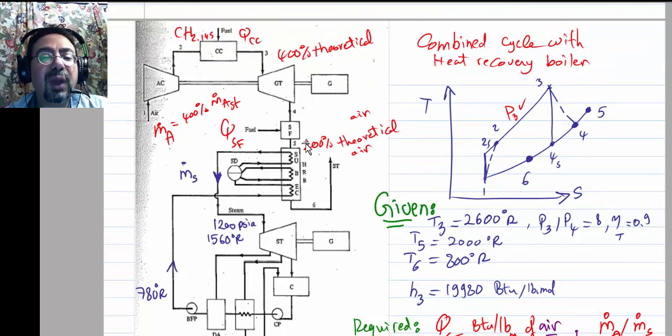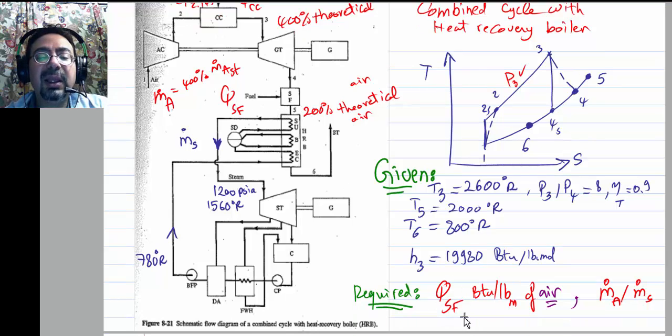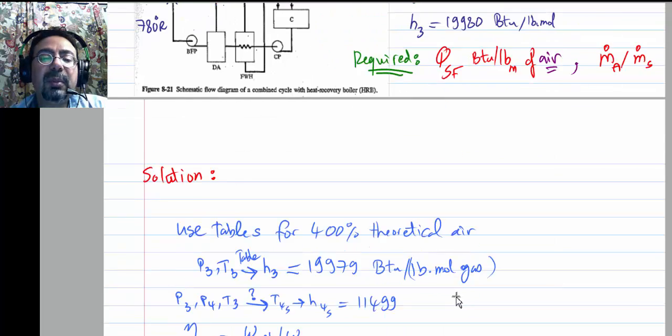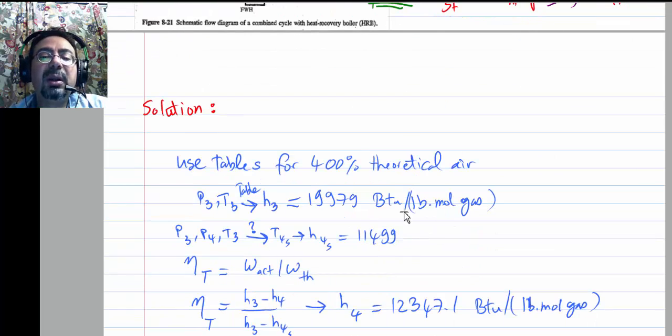Now we have H4 and H5, and we can say that the Q supplementary fire is H5 minus H4 multiplied by m dot, and since he wanted it per unit mass, the Q per unit mass is simply H5 minus H4. Perfect. We are done with the first part, except that when we did this H5 minus H4, it's all BTU per unit mass exhaust.